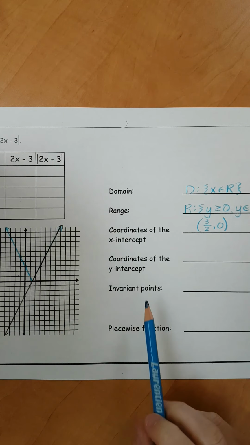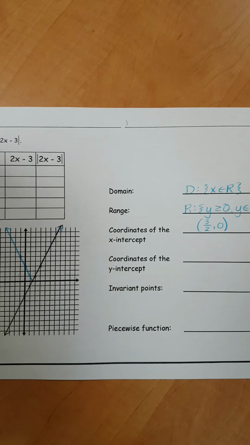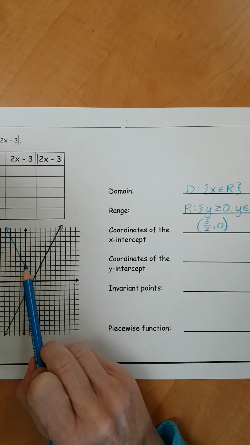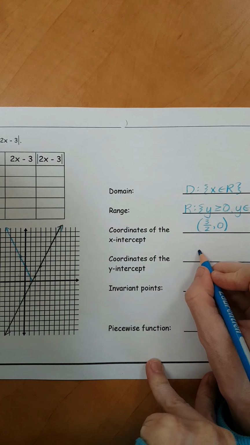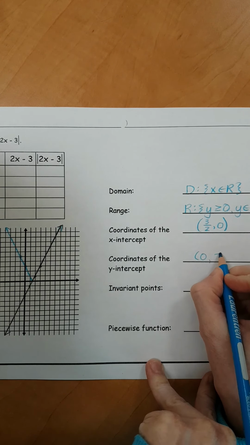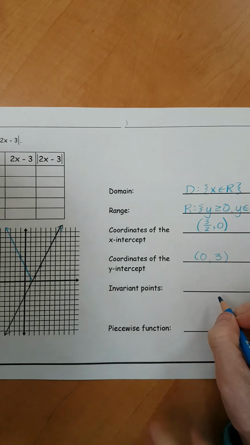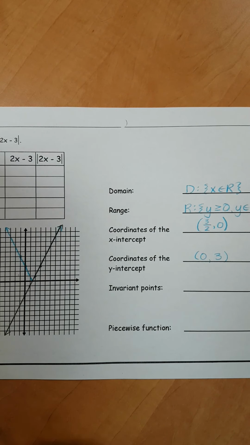Okay, coordinates of the y-intercept. Where does the blue V cross the y-axis? Right there. Make sure you don't do that one because we can't have negative y values. So 0 and 3. And so our invariant points are the points which are the same on the line as well as the blue V.